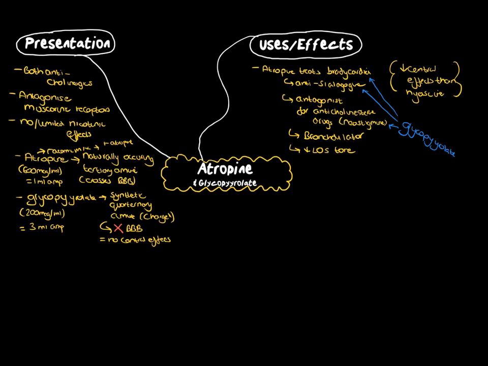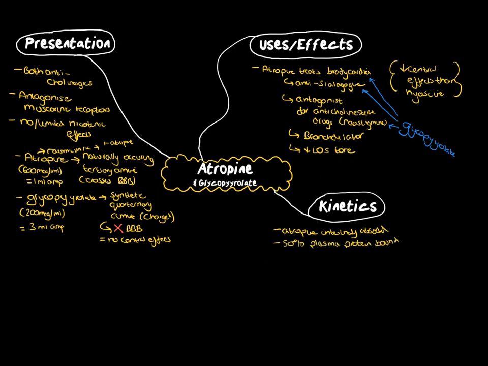When we think about the pharmacokinetics, atropine is intestinally absorbed. It's rapidly absorbed, but it is unpredictably absorbed. It's 50% plasma protein bound, and it's extensively metabolized by liver esterases, with a small fraction excreted untouched in the urine. When we think about the pharmacokinetics of glycopyrrolate, the intestinal absorption is negligible and oral bioavailability is significantly less.